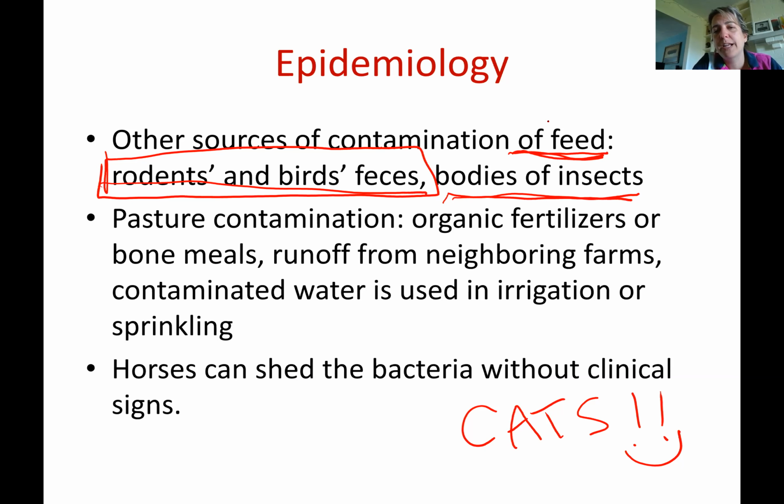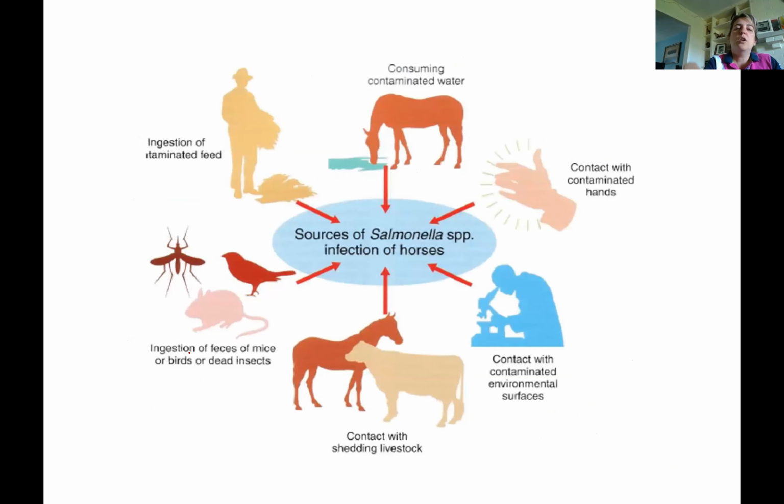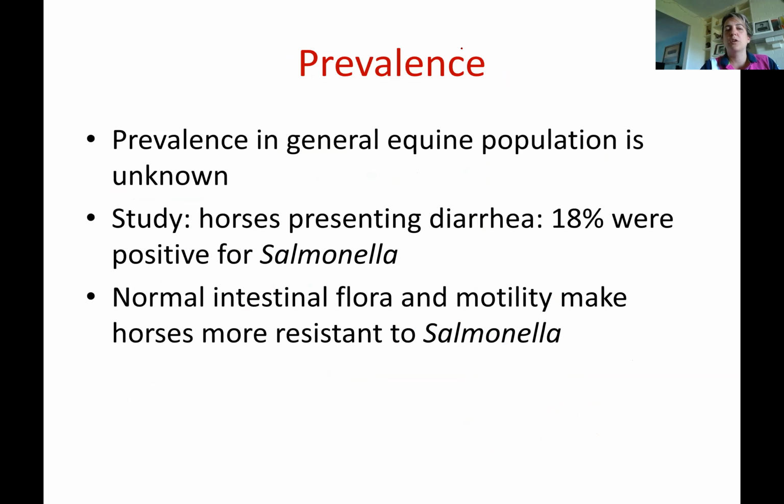Pasture contamination, sometimes with organic fertilizers, depending on the type, some organic fertilizers that have bone meal in them or blood, etc., can contaminate the pasture. Runoff from neighboring farms, contaminated water used in irrigation and sprinkling, etc. In areas where we have floods, that area can become contaminated too. And I already talked about this: a horse can shed the bacteria without clinical signs. So sources of Salmonella to horses, as you can see, it can be anything. Ingestion of contaminated feed, contaminated hands that feed the horses, surfaces, contact with livestock, mice and rodents and birds and insects, contaminated water, etc.